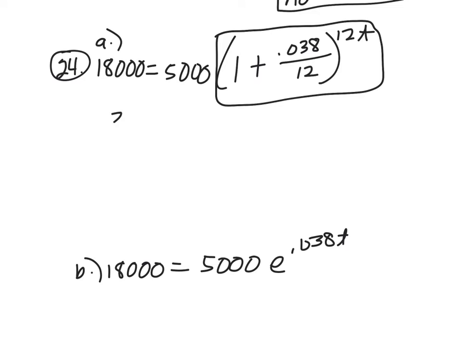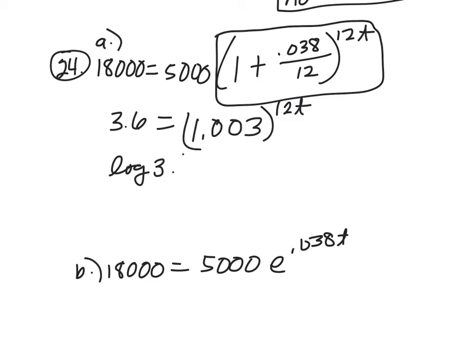18,000 divided by 5,000 is 3.6, which is equal to, if I take 0.038 and divide it by 12 and then add 1 to it, I get approximately 1.003, and then that's going to be raised to the 12t. And now I can take the log of both sides. It doesn't really matter whether you use common logs or natural logs on this problem, so I'm going to just use common logs. So the log of 3.6 would equal, we'll move 12t out in front, times the log of 1.003.